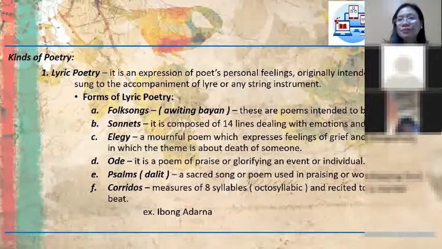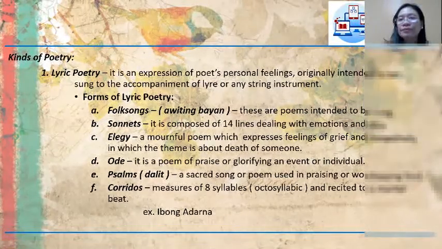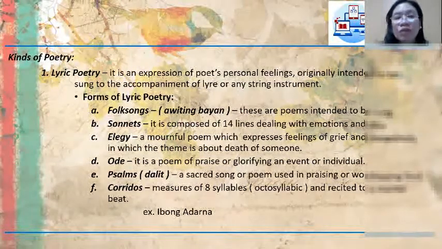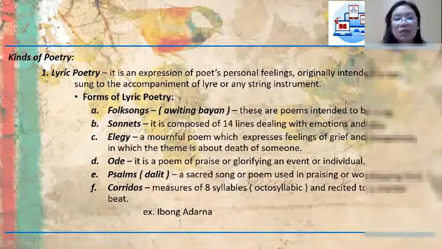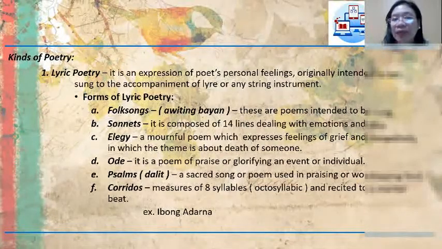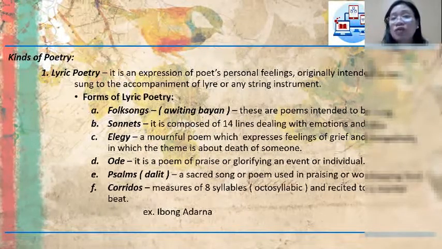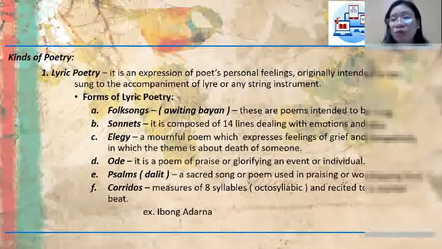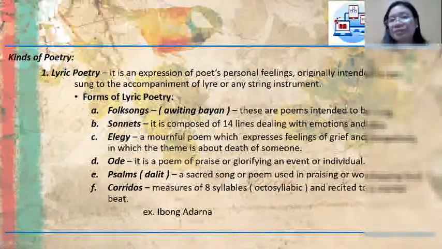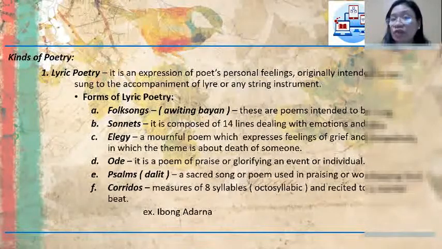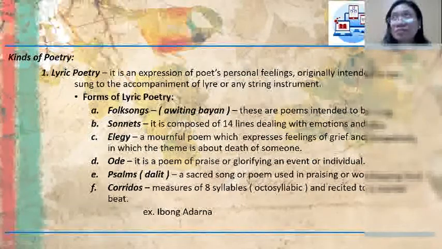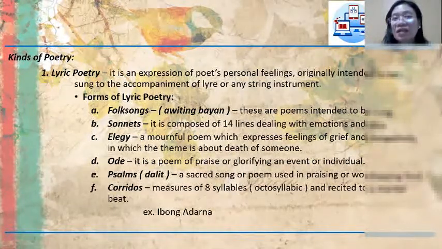Now, what are the different forms of lyric poetry? So we have here folk songs or awiting bayan in Tagalog. Folk songs are poems intended to be sung. Meaning to say it can be sung or it can be recited. Just like the famous Leron Leron Sinta. It can be sung or it can be recited. Or Paru Parong Bukid. Okay, if you remember that.